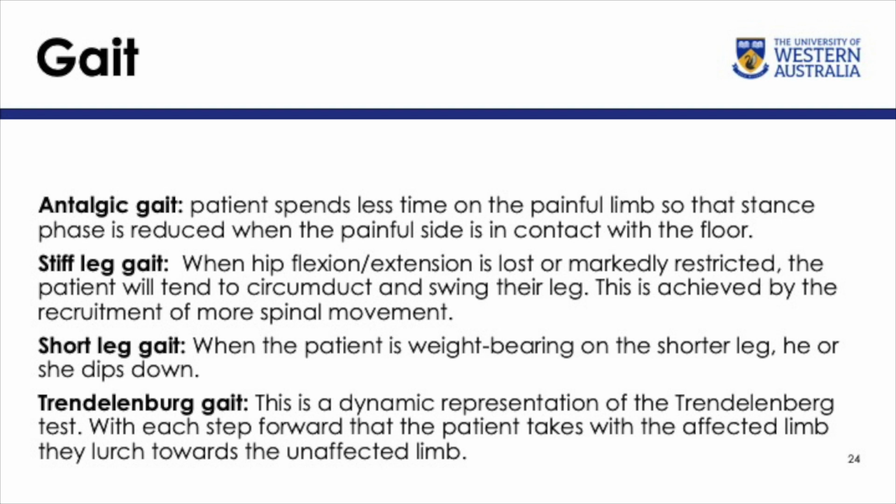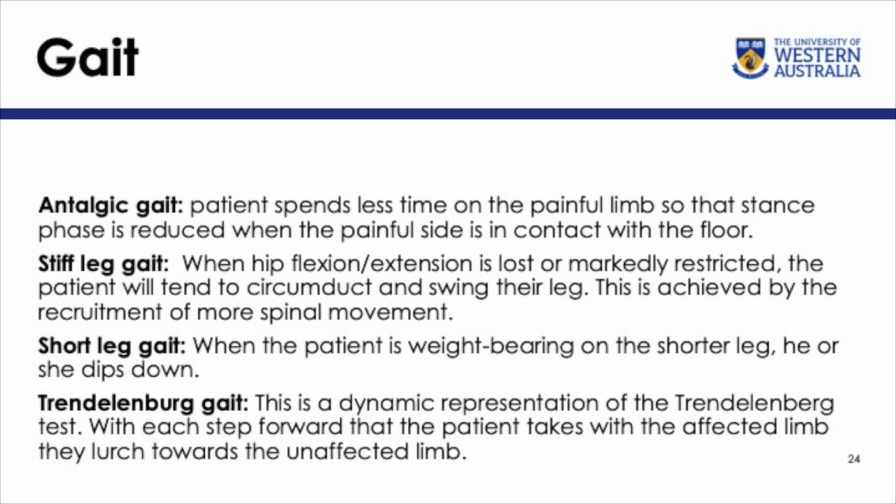In the short leg gait, the patient dips down as they bear weight on the shorter leg. When observing the patient, it's most obvious looking at the head, which moves up and down depending on whether the shorter or long leg is in the stance phase of the gait cycle. Trendelenburg gait is a dynamic representation of the Trendelenburg test. Put simply, with each step forward that the patient takes with the affected limb, they will lurch towards the unaffected limb. It's commonly described as a rolling over on their hip as they walk.